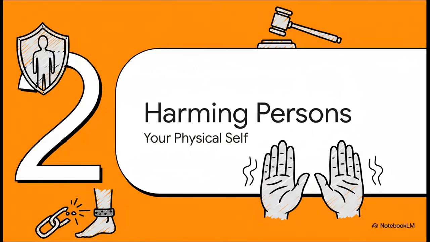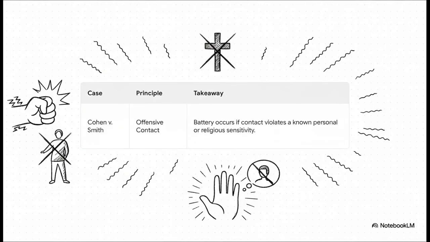Wild, right? Okay, so now that we have those building blocks down, let's see how they work in the real world. We'll start with our first big category: torts that are all about protecting you personally. This is about your fundamental right to be left alone and not have your physical self messed with. First up, we've got battery.